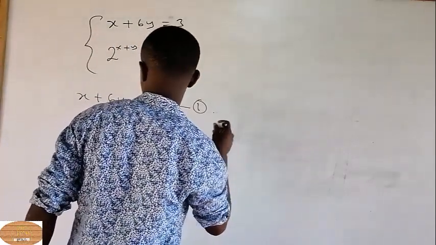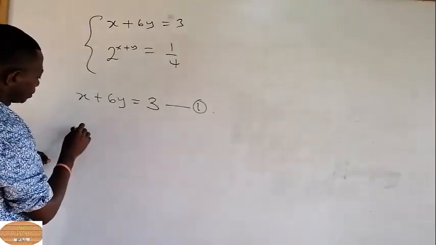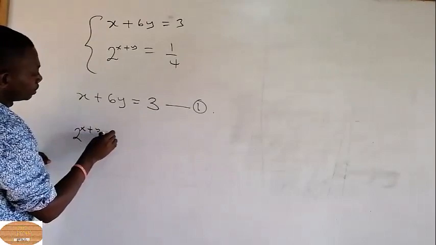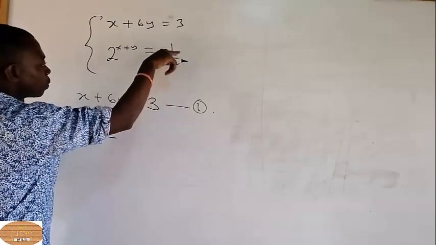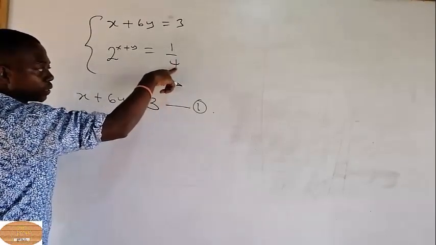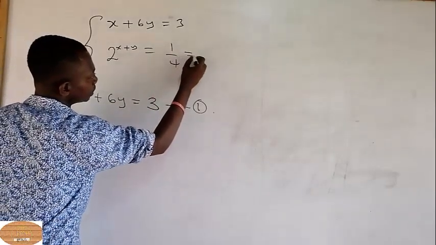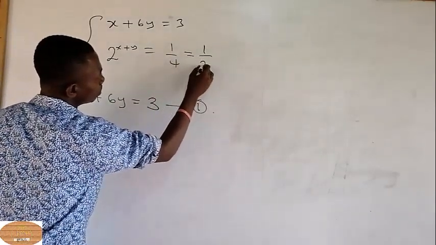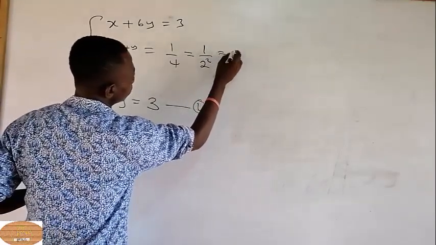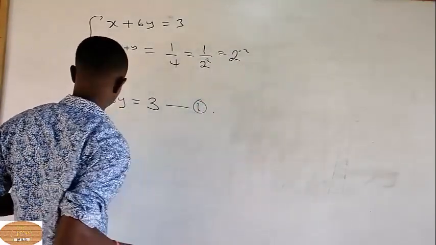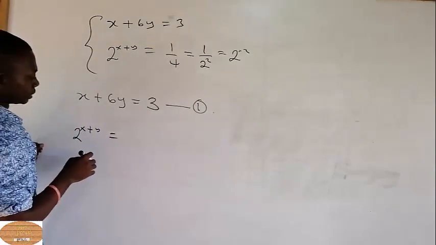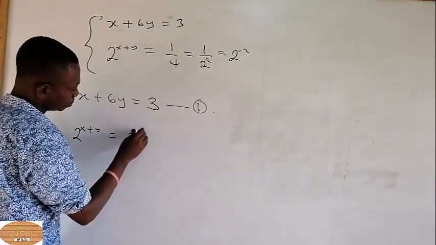So let me do it here. 2 to the power x plus y. Because this one is the same as 1/2 to the power 2, which is the same as 2 to the power minus 2. So I can say 2 to the power minus 2.